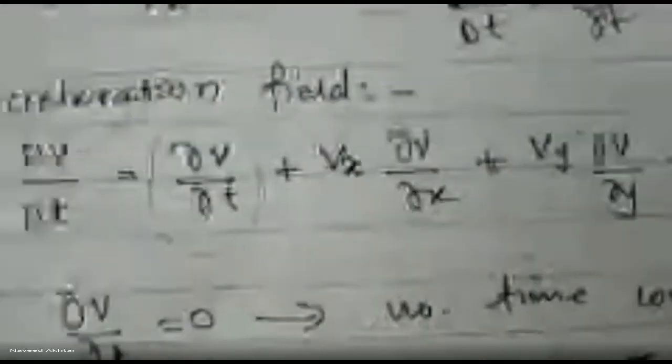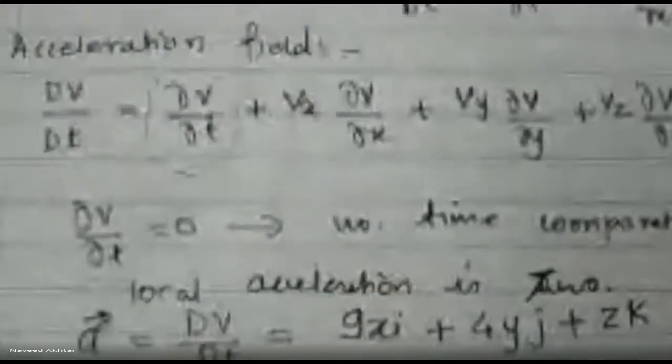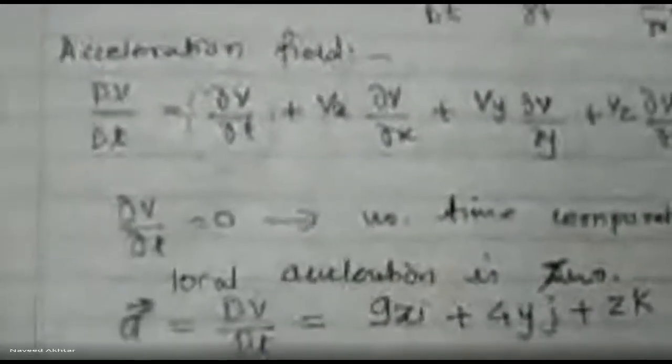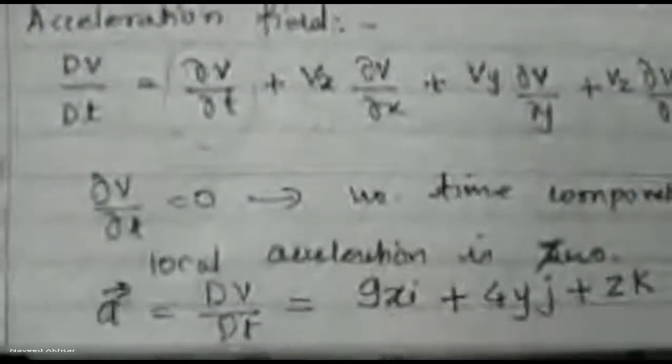Now here, with respect to time there is no component. The dou V by dou t is equal to 0. It means that the flow is steady. Right? The answer to our first question has come. dou V by dou t is equal to 0, it means that the flow is steady.